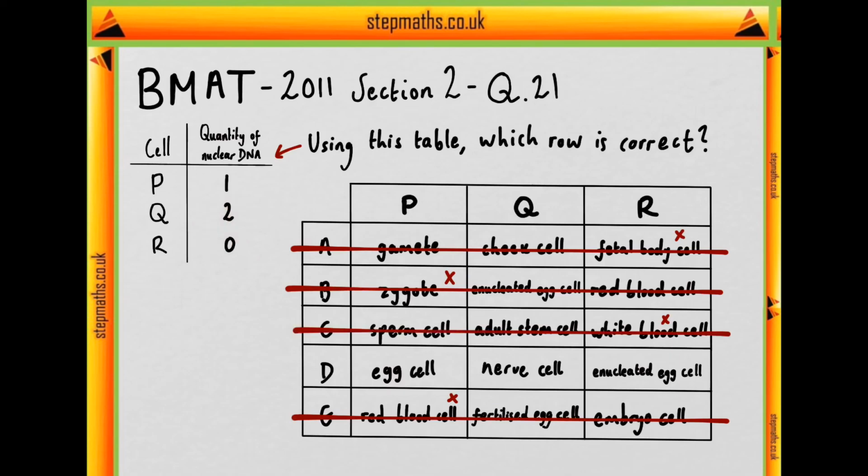That leaves us with row D, where an enucleated egg cell has had the haploid amount removed, such that it now has no nuclear DNA. So that could be correct for P, Q and indeed R, which are haploid, diploid and without DNA respectively. So we have our answer, which is option D.